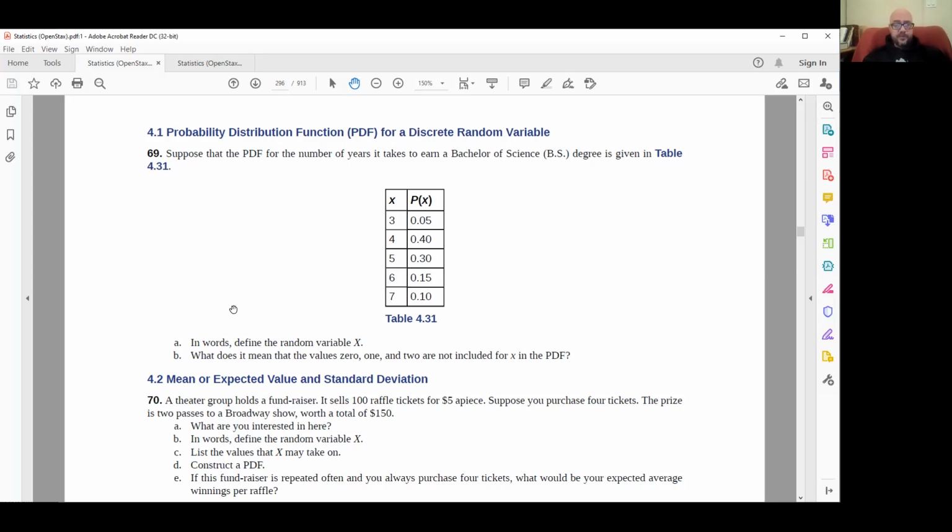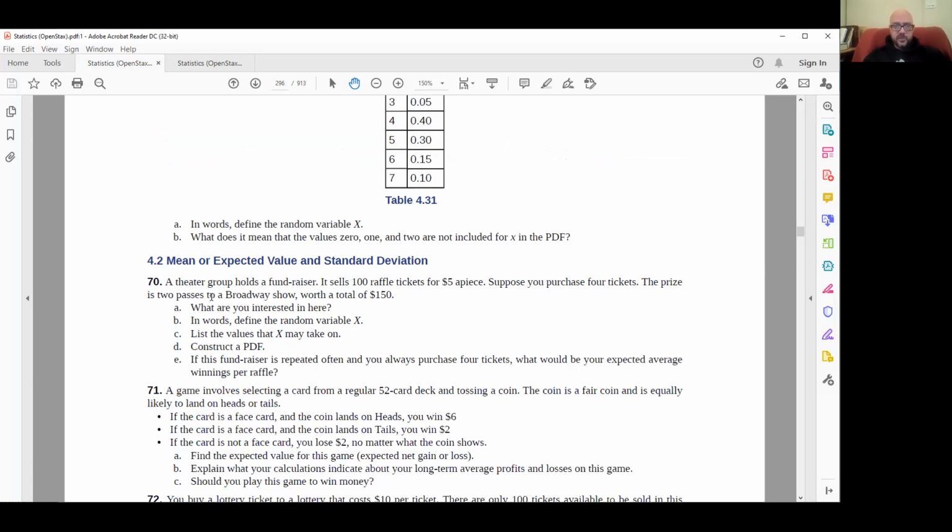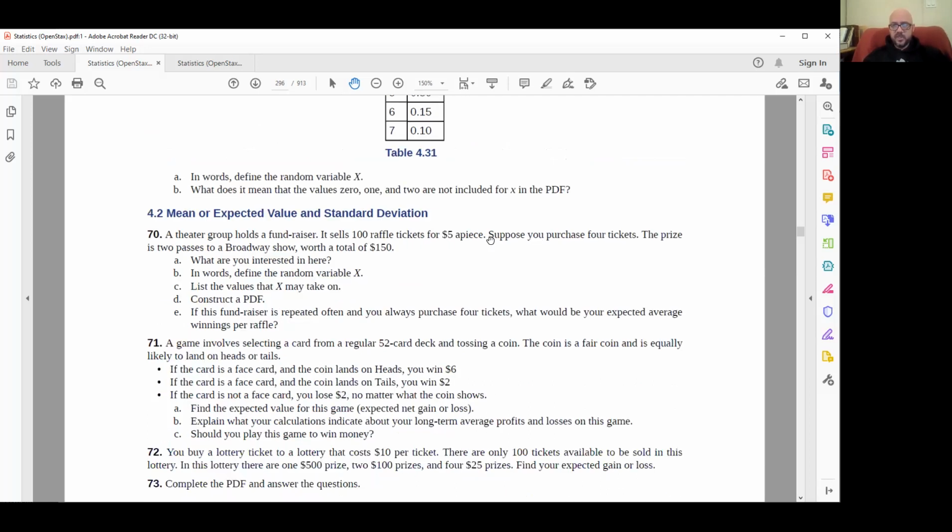All right, 70. A theater holds a fundraiser, sells 100 raffle tickets for $5 a piece. Suppose you purchase 4 tickets rather than 1, all right. Prize is 2 passes to a Broadway show worth a total of $150. All right, so a couple things. Number 1, we're not purchasing 1 ticket, we're purchasing 4 tickets, so I'm going to make my PDF based on that.